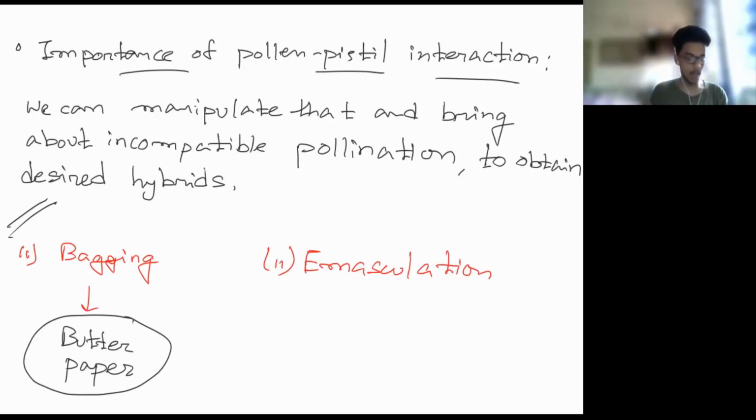We're covering it with a bag of suitable size made up of butter paper to prevent contamination of this stigma with unwanted pollen, and this process is called bagging. So when the stigma of a bagged flower attains receptivity, mature pollen grains collected from the anther of the male parent are dusted on the stigma, and the flowers are again rebagged and the fruits are allowed to develop.